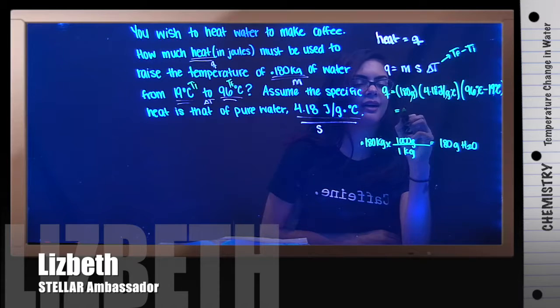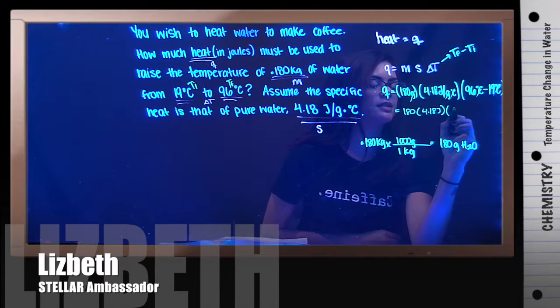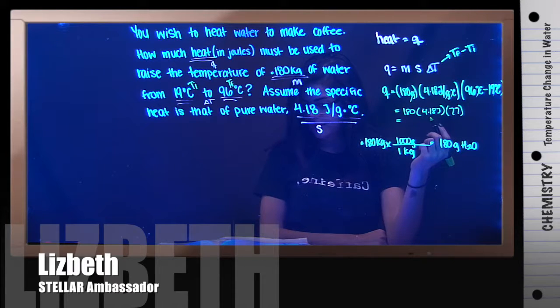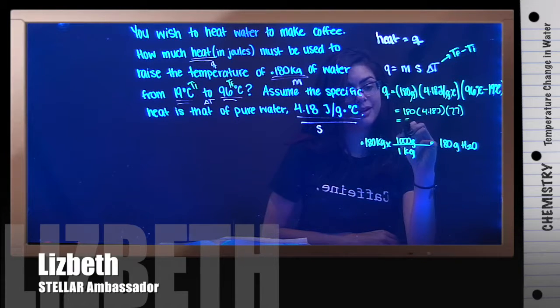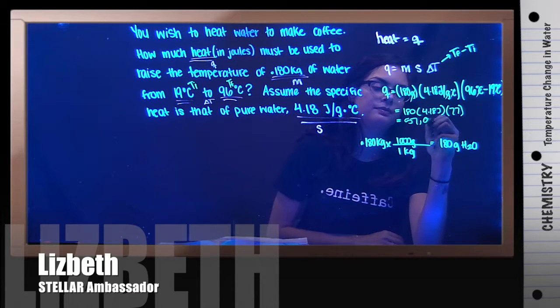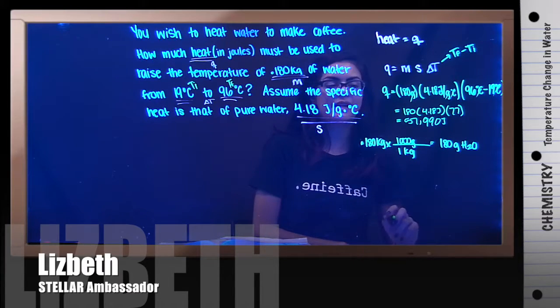So here we have 180 times 4.18 joules times 96 minus 19, which is 77. When you multiply all those through, you're going to get a very big number, 57,990 joules. So that's already given to us in joules. Luckily, we don't have to convert to kilojoules or anything.